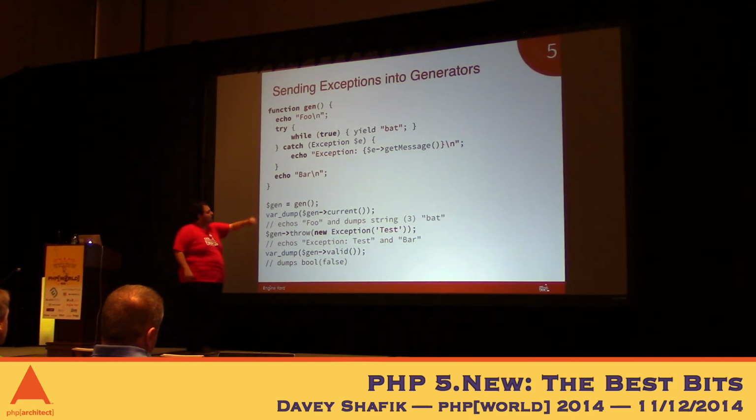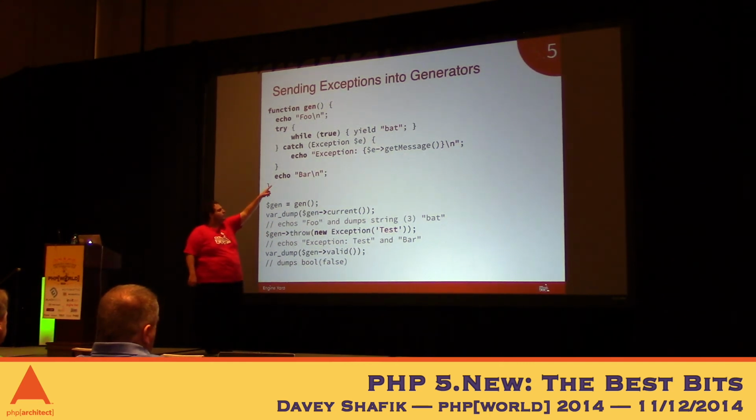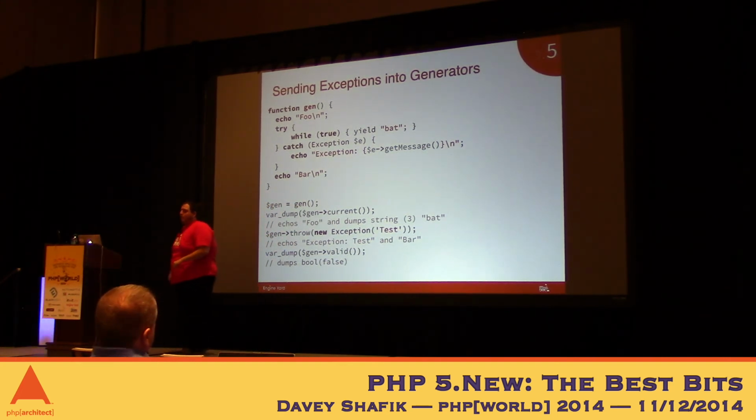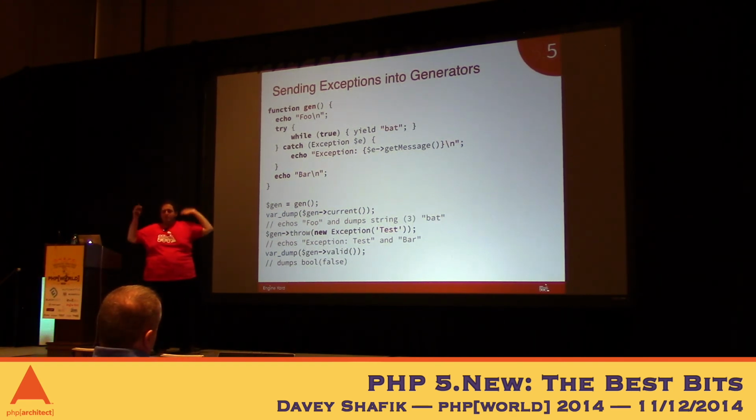So what that looks like: gen equals gen, var_dump gen current, which echoes foo and dumps the string bat, which is yielded right there. We then do a throw, new exception, so that will basically jump back up at that yield, go straight into this exception. So it'll echo out exception and whatever the name of the exception is, and then it'll do the bar here because that's outside of the try-catch block. Okay, but the while true, that yield bat, that bat just kind of disappears.